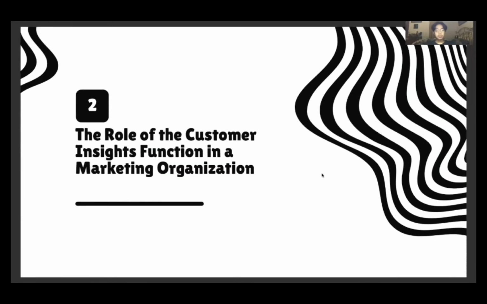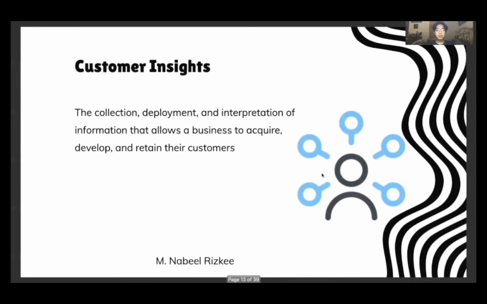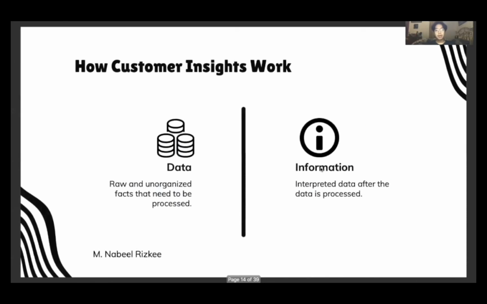I will explain the role of the customer insights function in a marketing organization. Customer insights is defined as the collection, deployment, and interpretation of information that allows a business to acquire, develop, and retain its customers. How does customer insights work? First, we have to collect data. Data are raw, unorganized facts that need to be processed. After that, data is processed, organized, structured, and presented in order to become useful for decision making. That transformation is called information, which is interpreted data.